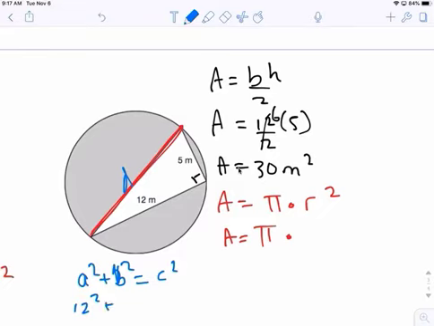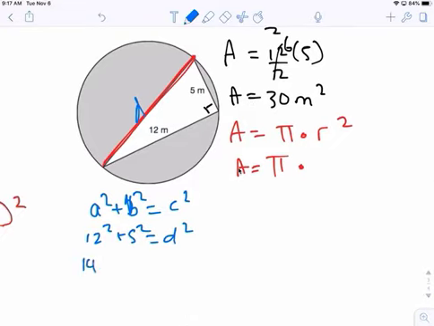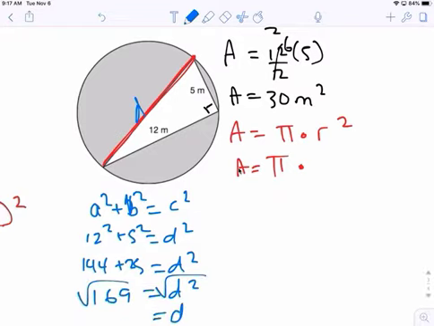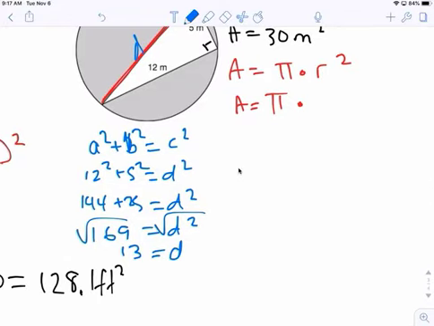12 squared plus 5 squared equals diameter squared. 144 plus 25 equals diameter squared. 169 equals d squared. Take the square root. Diameter is 13, and half of 13 is the radius, which is 6.5. 6.5 squared. Put that on your calculator.